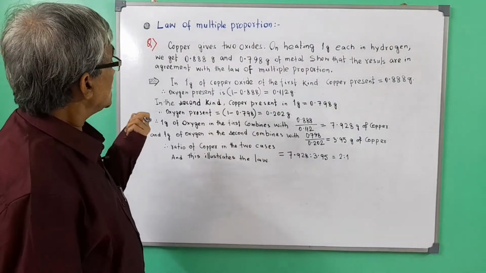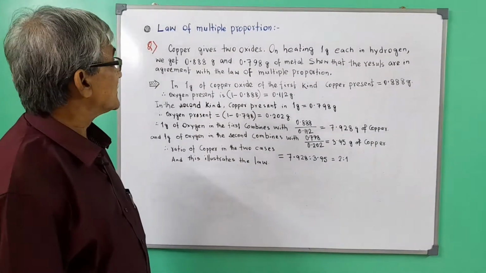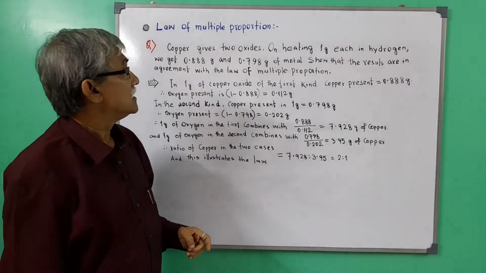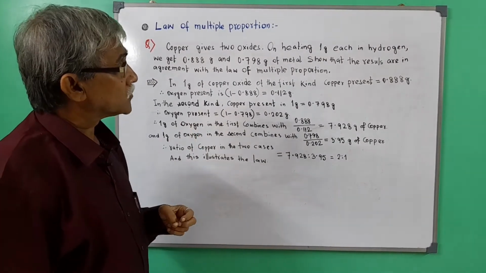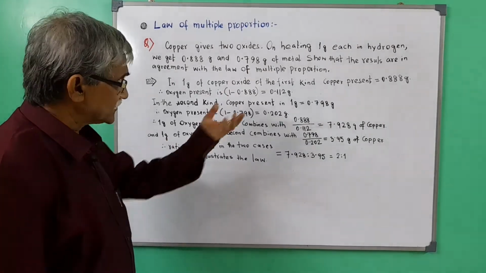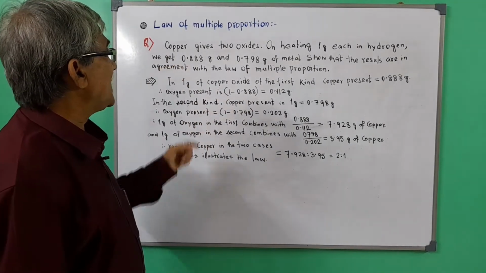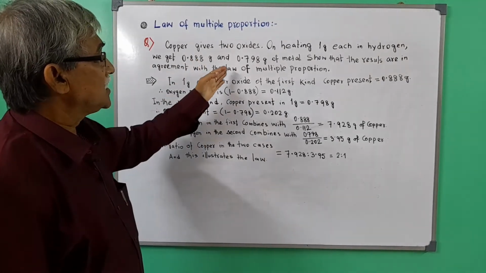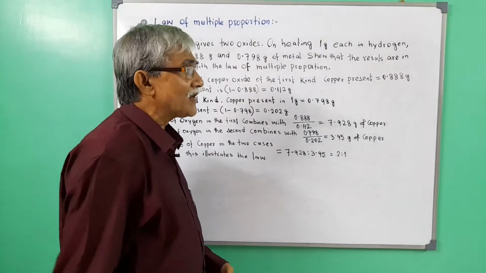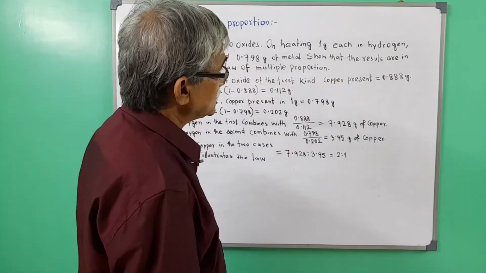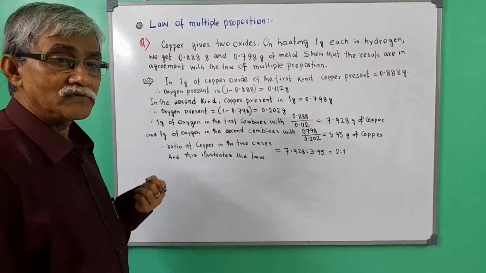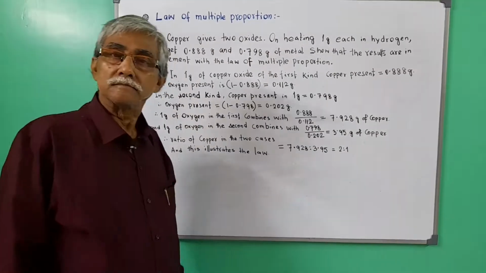And the last illustrative example for today's video session is this question. Copper gives two oxides. On heating 1 gram each in hydrogen, that is, they will be reduced, we get 0.888 gram and 0.798 gram of metal. Metal means the copper. Show that the results are in agreement with the law of multiple proportion.